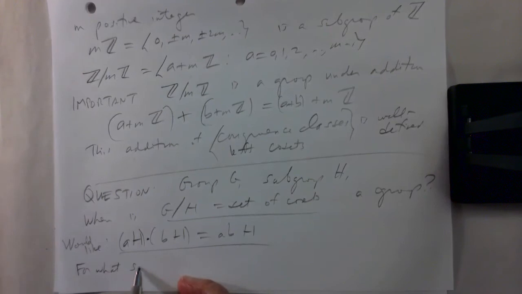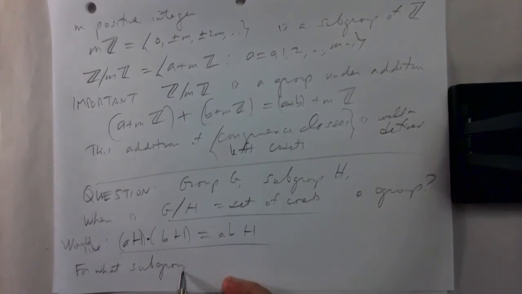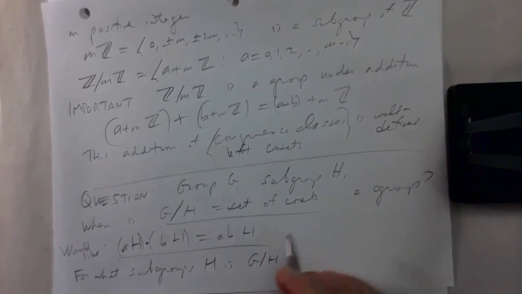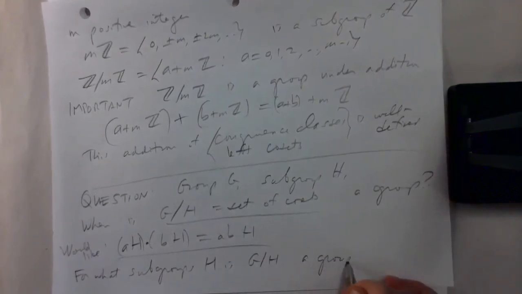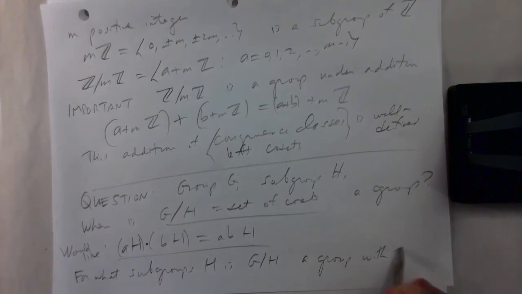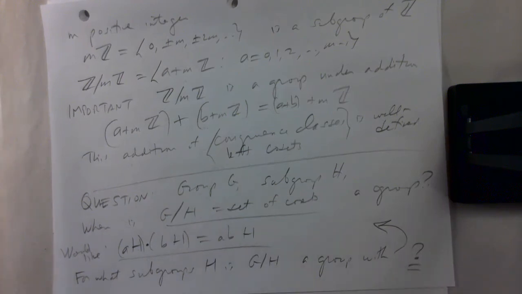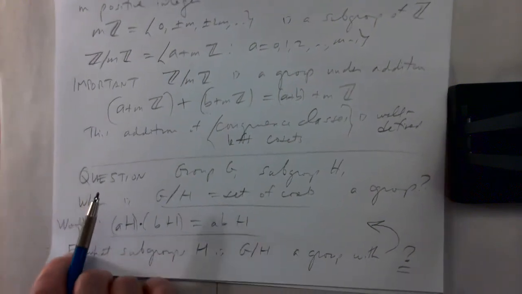So it's a natural and basic question. For what subgroups H is G mod H, the left cosets, a group, with this multiplication of cosets? And this question has a remarkably simple answer. I'll state the answer and then I'll prove that it all makes sense.